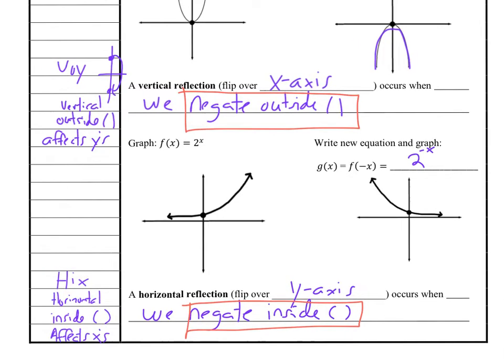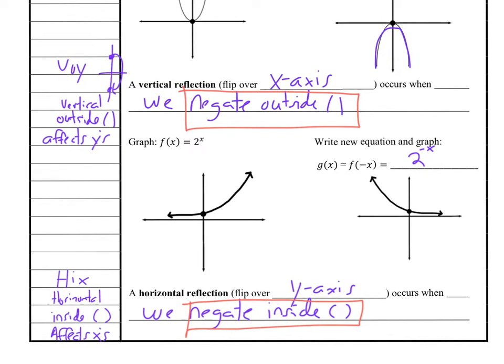Now, to help you memorize some of these, we're going to be using Hicks-Voy. And here it is, Hicks and Voy, to help you figure out what's going on. So the Hicks stands for horizontal, inside parentheses, and affects x's. So when we are reflecting over the y-axis, it is changing the x values. The y values are not changing. When we are doing Voy, it's vertical, we're reflecting over the x-axis, so it is affecting the y's, and that happens when we are outside of parentheses.